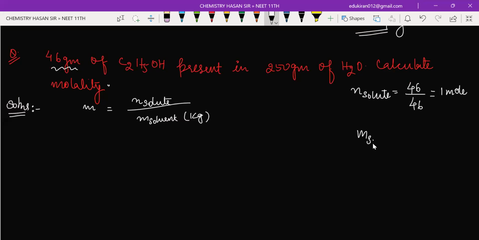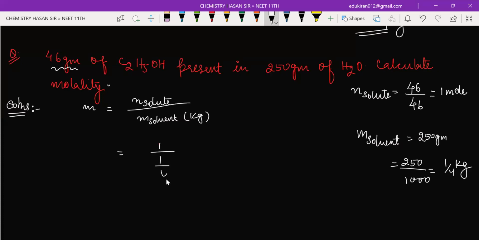And mass of solvent, you can see, is very easy. Mass of solvent, that is equal to 250 gram. And you need to convert this into kg. So we just divide it by 1000 to convert this into kg, and this will be 1 by 4 kg. So number of moles of solute is 1, and this will be 1 by 4. So it will directly come here. It becomes 4 moles per kg, or 4 m. Very easy it is, right?